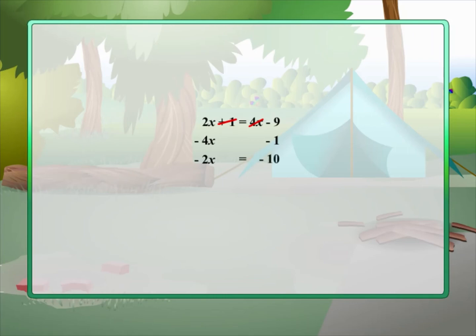Both sides we have a minus sign, it will get cancelled. So, 2x is equal to 10. While dividing by 2 on both sides, we get x is equal to 10 divided by 2, which is equal to 5.